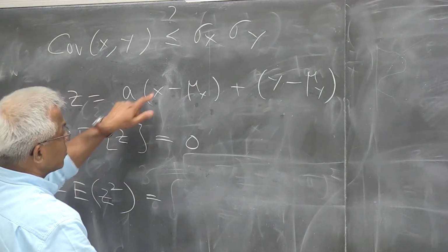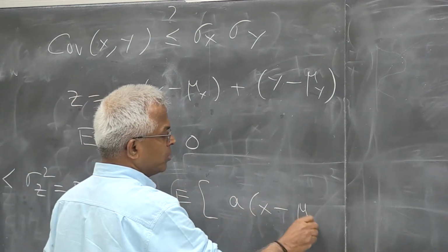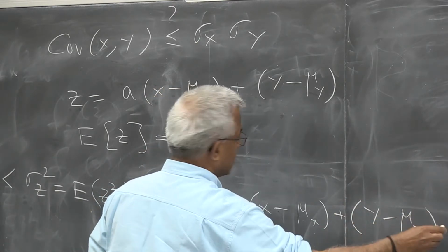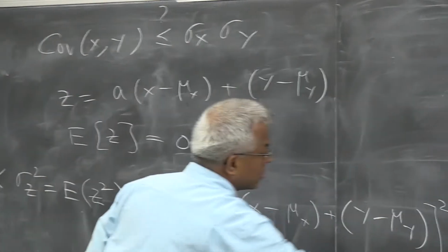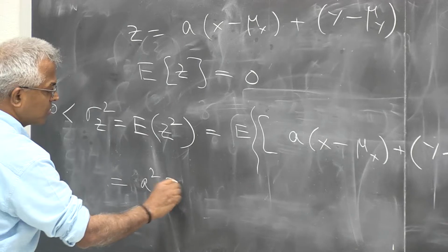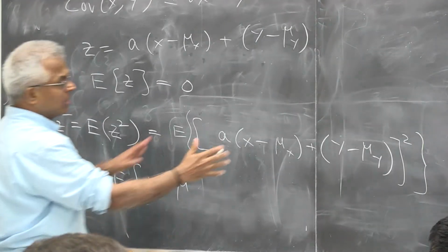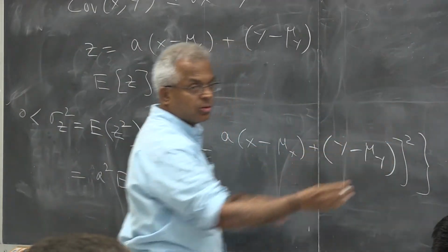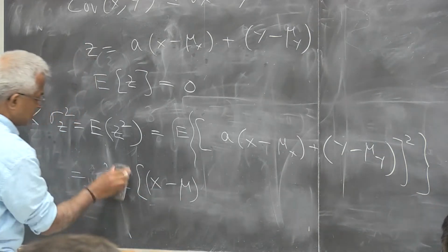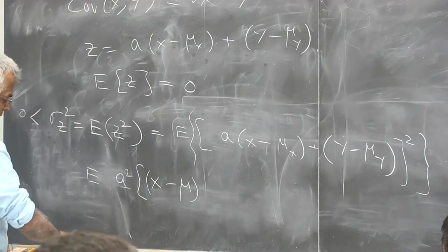So let me substitute this quantity. So you have here the expected value of (x minus mu_x plus y minus mu_y) squared. So expand the square, you get 3 terms, right? What are the 3 terms? Write down the 3 terms: the square of this plus the square of this plus 2ab, right? So this is one term. A squared is a constant multiplied by that term.